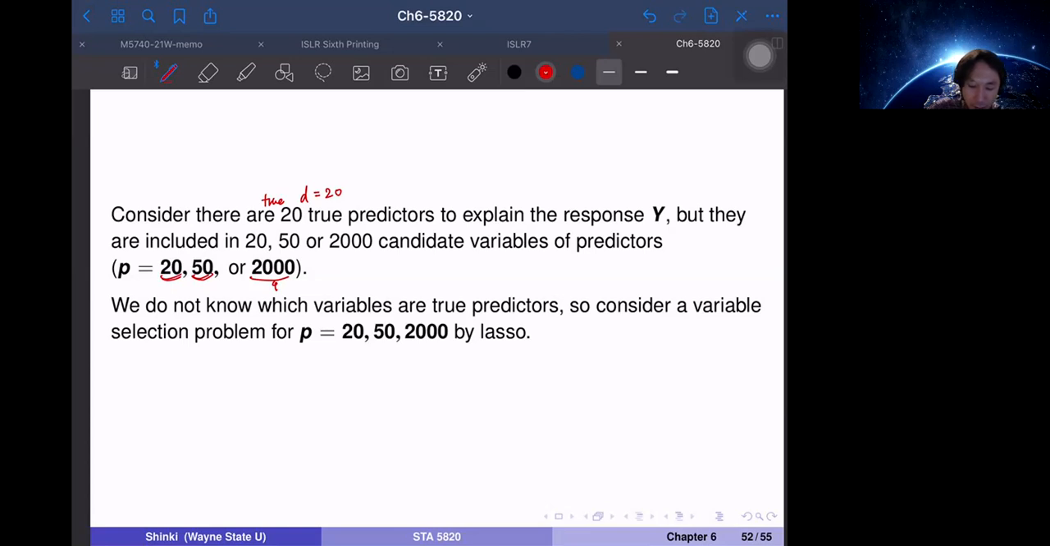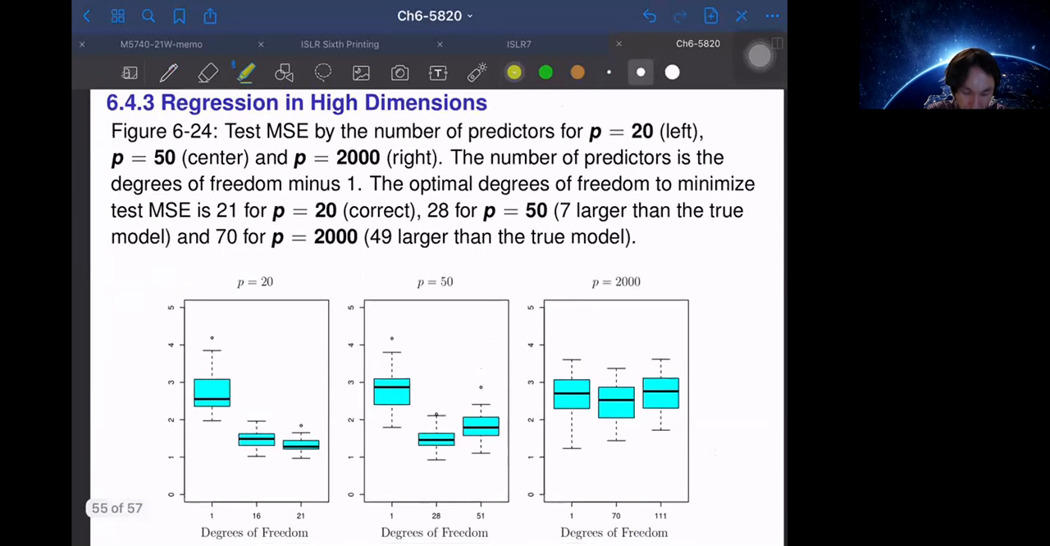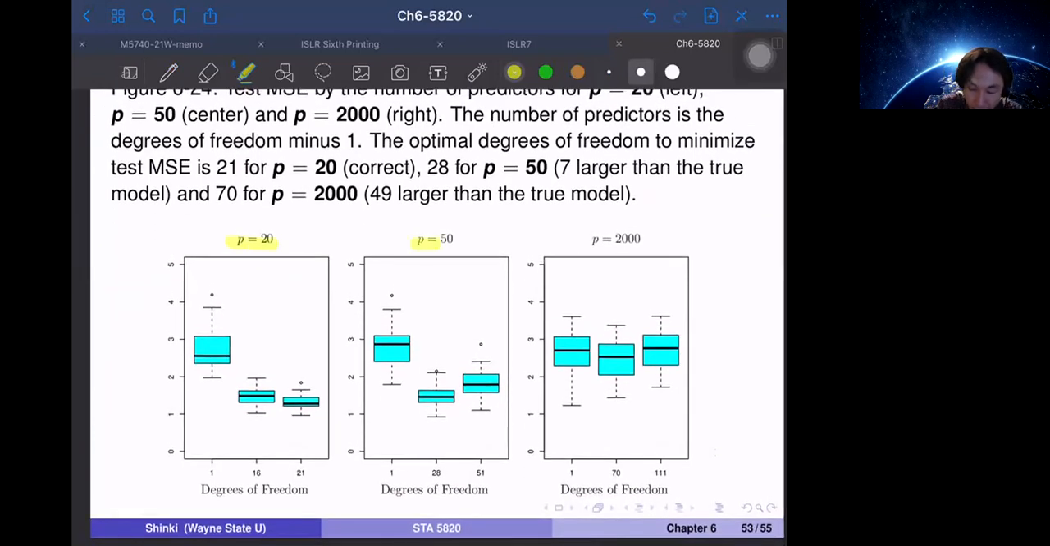Suppose that we don't know which predictors are true predictors, and we want to try to identify those 20 true predictors. We use lasso. Lasso is basically good for choosing an efficient model, so we can drop more variables. The output is here: p is equal to 20, p is equal to 50, p is equal to 2000. The true number of predictors is 20, 20, 20. Basically, this is a trivial case, this is somewhat more difficult, and this is much more difficult to identify the best 20.